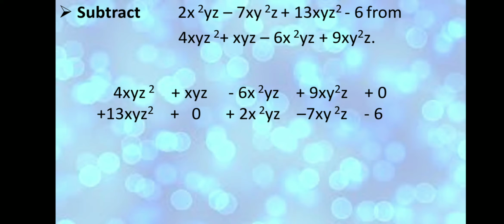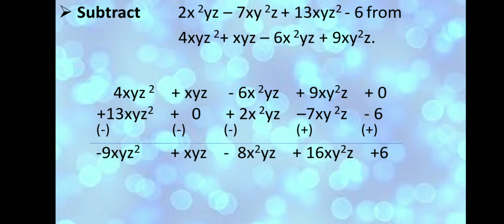So now we have to change the sign of the subtrahend row, which will become: plus 13xyz square will change to minus 13xyz square, plus 0 will change to minus 0, plus 2x square yz will change to minus 2x square yz, and minus 7xy square z will change to plus 7xy square z, and minus 6 will be changed to plus 6. And now we'll perform subtraction, which will give us the answer as minus 9xyz square plus xyz minus 8x square yz plus 16xy square z plus 6. So this was the subtraction of algebraic expression.